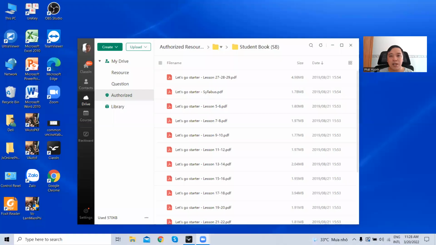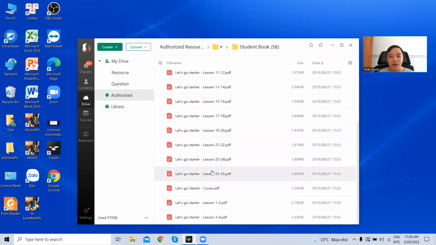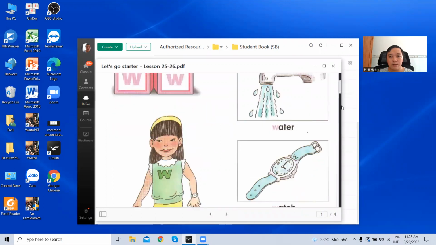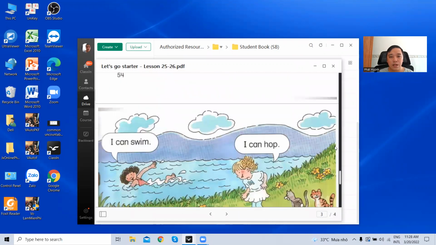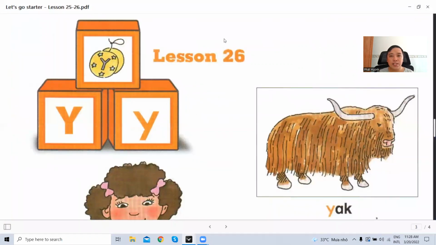First, let's wait for me to share my screen. Okay, now you can see me and hear me clearly and also see my screen clearly as well. I will show you the file right now. Now, lesson 26. Okay, so today we are going to learn lesson 26.